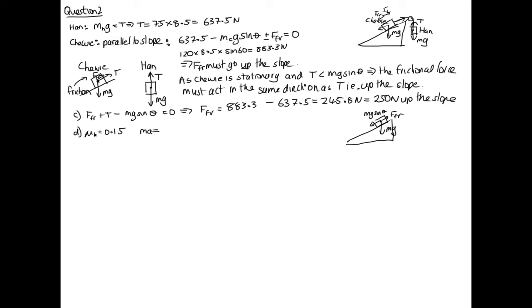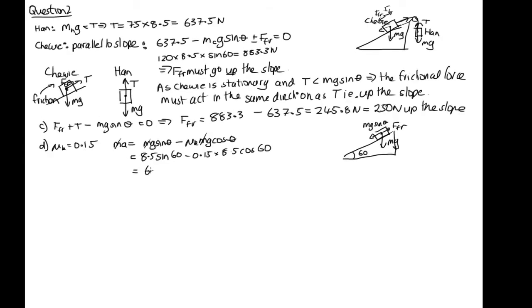Newton's second law tells us that the total force is equal to ma, and this is equal to mg sine theta minus the frictional force. The frictional force here will be given by mu k, because he's moving, so it's the kinetic friction, mg cos theta, and m here stands for Chewie's mass in all of these. We can cancel these m's out, and then solve to find a. So g is 8.5, sine, and we were told in the question this was 60 degrees. So 8.5 sine 60 minus 0.15 times 8.5 cos 60. Solving this one, we end up with 6.7237 meters per second.